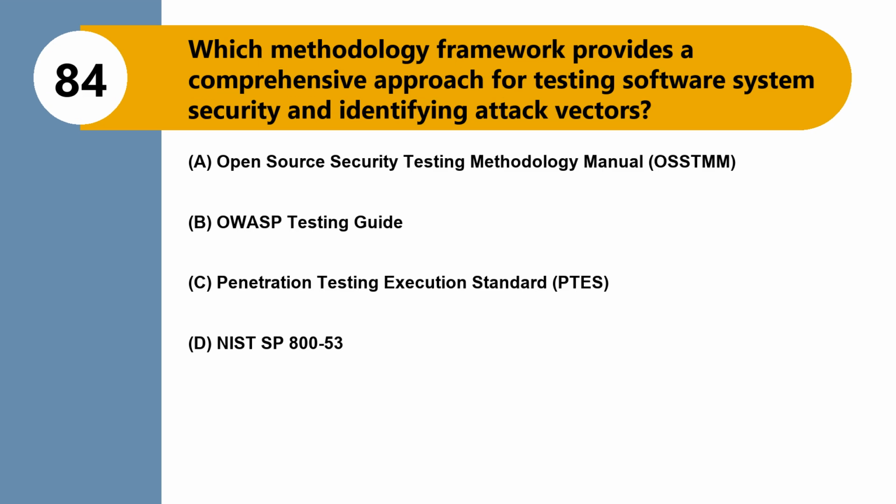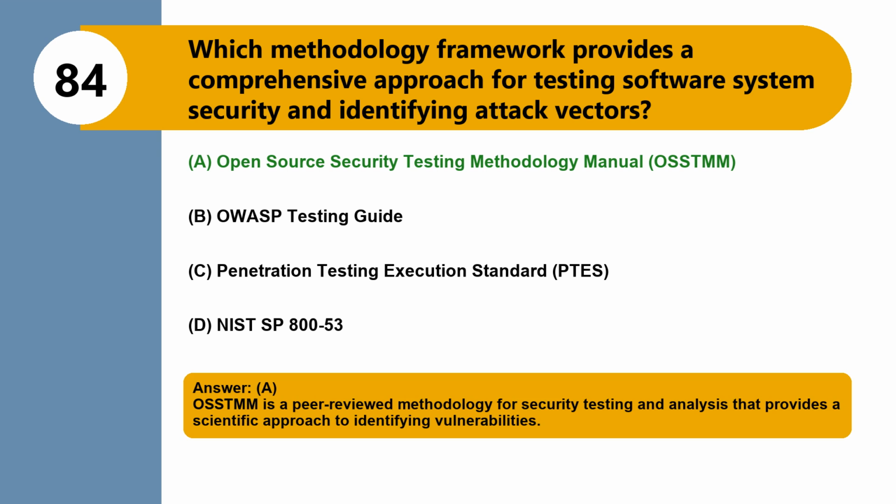Question 84. Which methodology framework provides a comprehensive approach for testing software system security and identifying attack vectors? Option A, Open Source Security Testing Methodology Manual, OSSTMM. Option B, OWASP Testing Guide. Option C, Penetration Testing Execution Standard, PTES. Option D, NIST SP 800-53. The correct answer is option A, Open Source Security Testing Methodology Manual, OSSTMM. It is a peer-reviewed methodology for security testing and analysis that provides a scientific approach to identifying vulnerabilities.